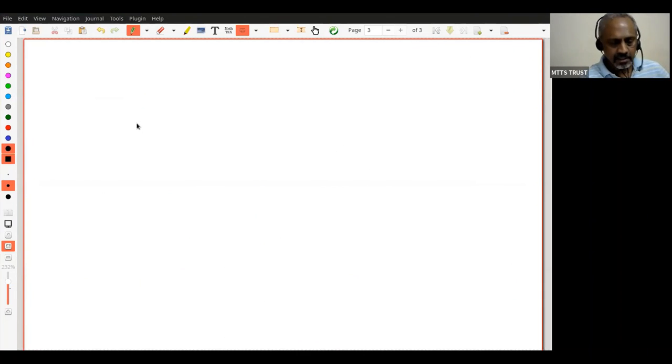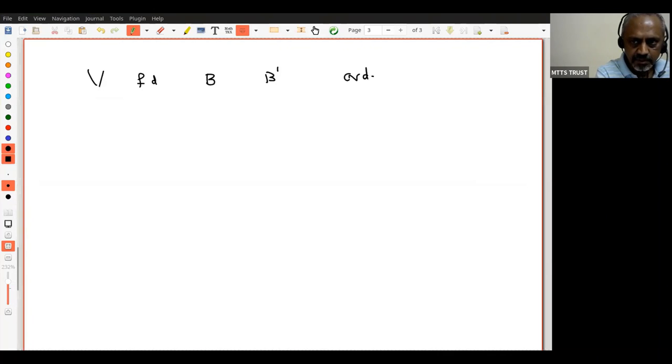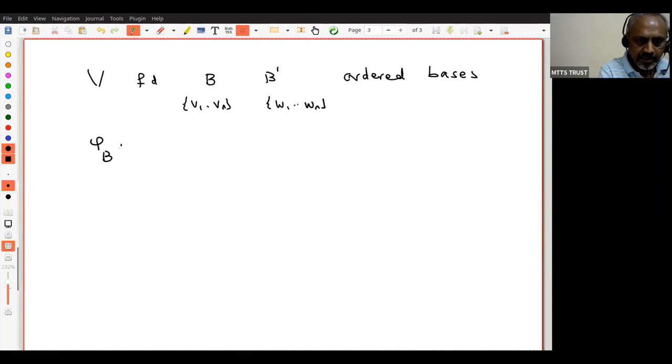Now we want to look at another problem which will be interesting for later purposes. Suppose I have this vector space V, which is again finite dimensional, and suppose I have two ordered bases B and B dash. Remember, not ordinary bases, ordered bases. Let us call these v1 to vn, and w1 to wn. Then I have the coordinate map phi B, which corresponds to B, and phi B dash, which corresponds to B dash. I hope all of you understand how this is given.